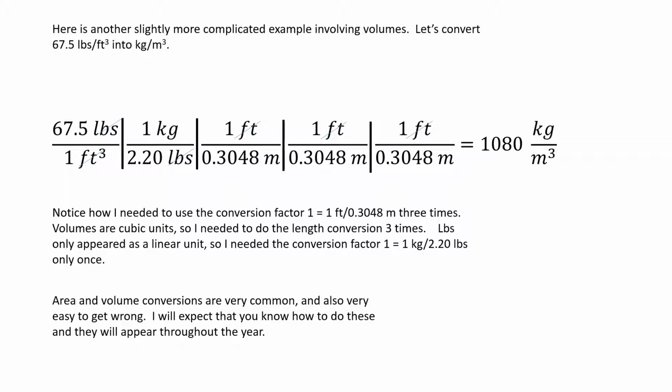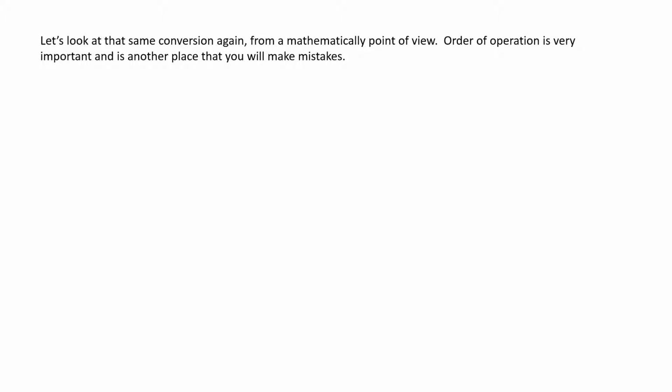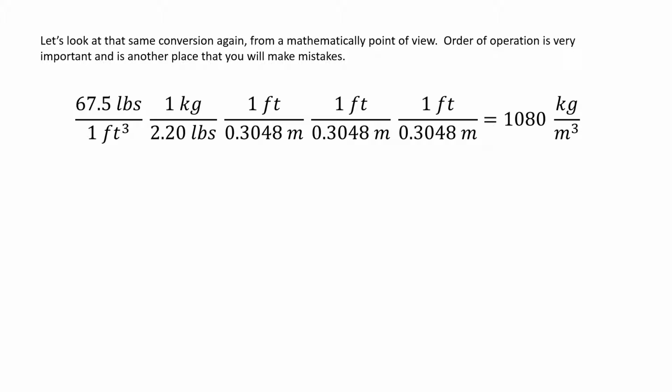Area and volume conversions are very common and also very easy to get wrong. I expect you to know how to do these and be aware that when you have areas and volumes, you have to apply the factors multiple times. Let's look at that same conversion again, but now from a mathematical point of view. This will bring up a problem that I see happen with students all the time. Order of operations becomes very important and is another place where you can sometimes make mistakes.